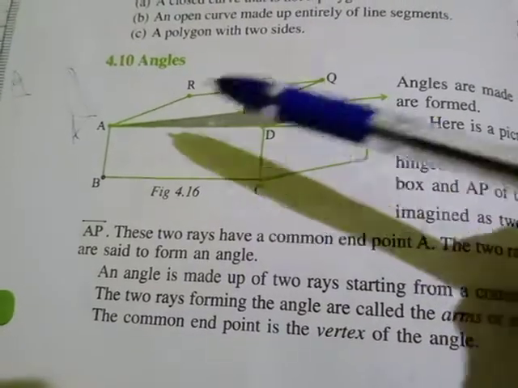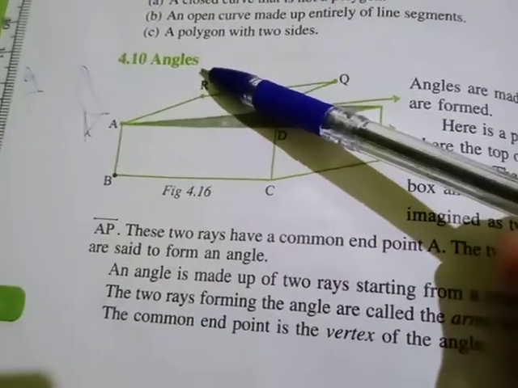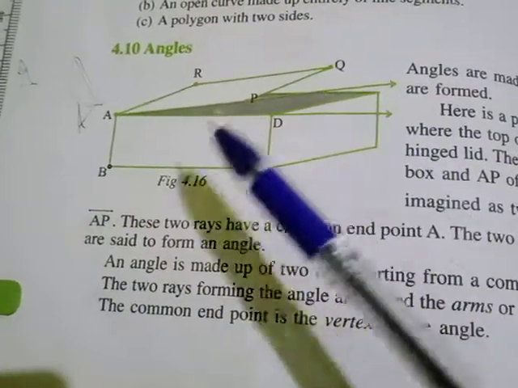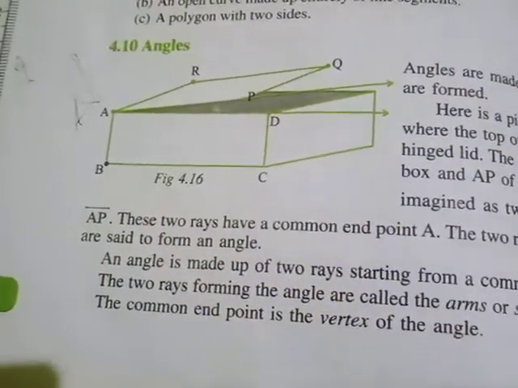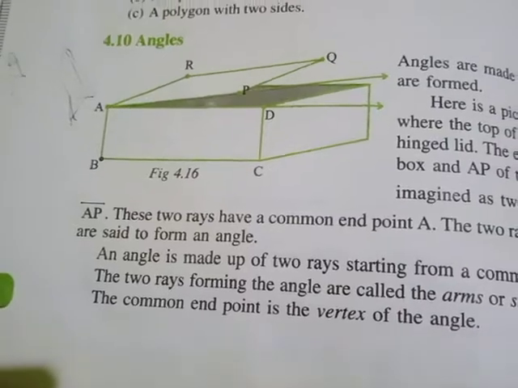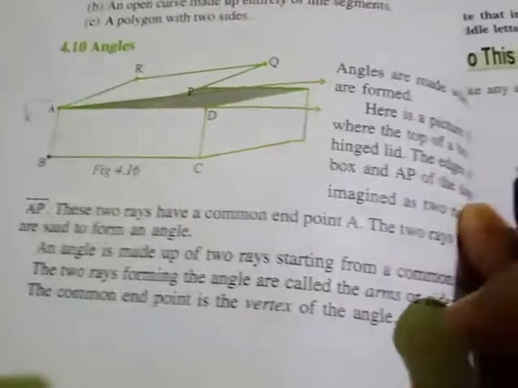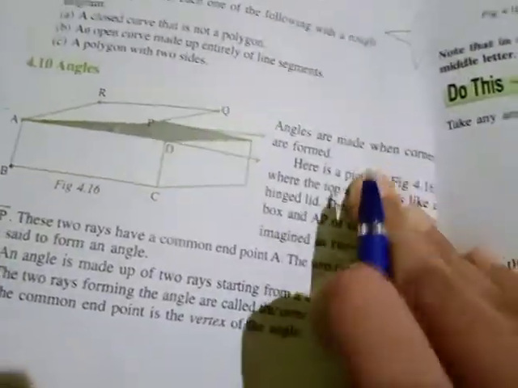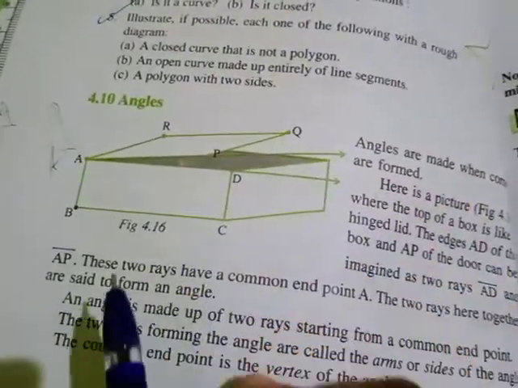Moving ahead with the topic of angles. You see here a figure is made. We have to identify the number of angles formed. So if you see here, angles are made when corners are formed. Now angles are made using the corners.